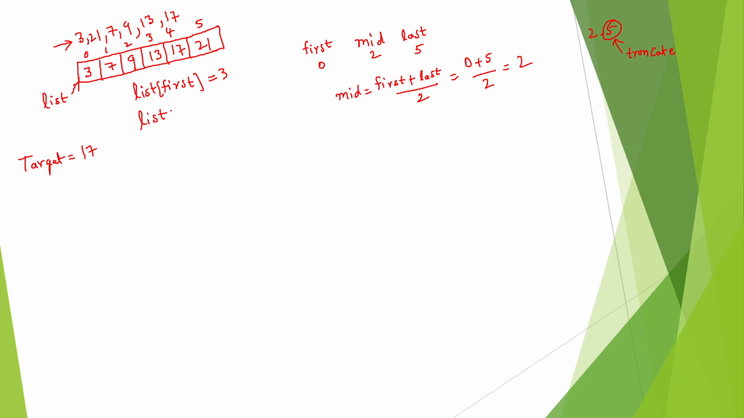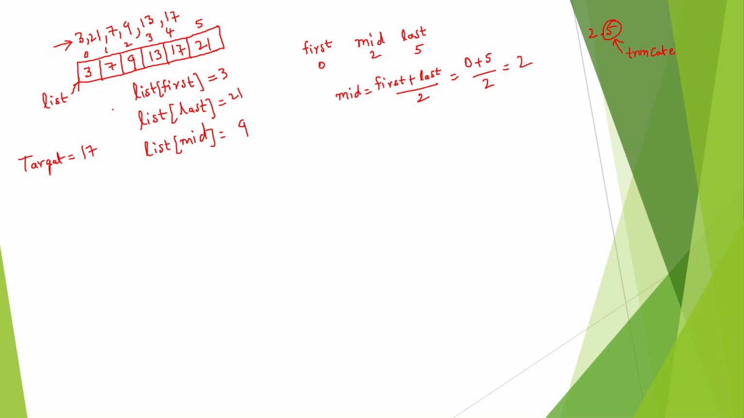Then one more thing, list of last. How much is it? List of last means list of 5, that is 21. Then one more, list of mid. You need to understand this. List of mid means list of 2, that is 9. Then target is 17. Remember, the target as a whole is 17.